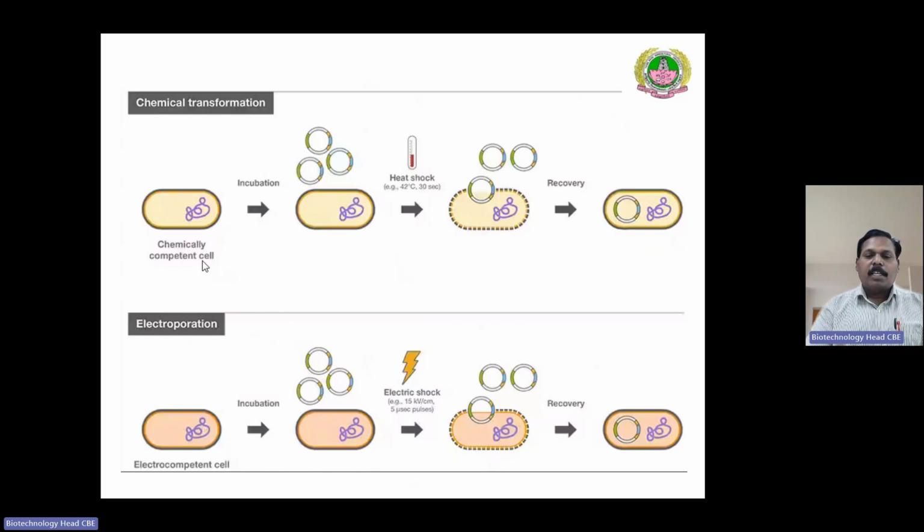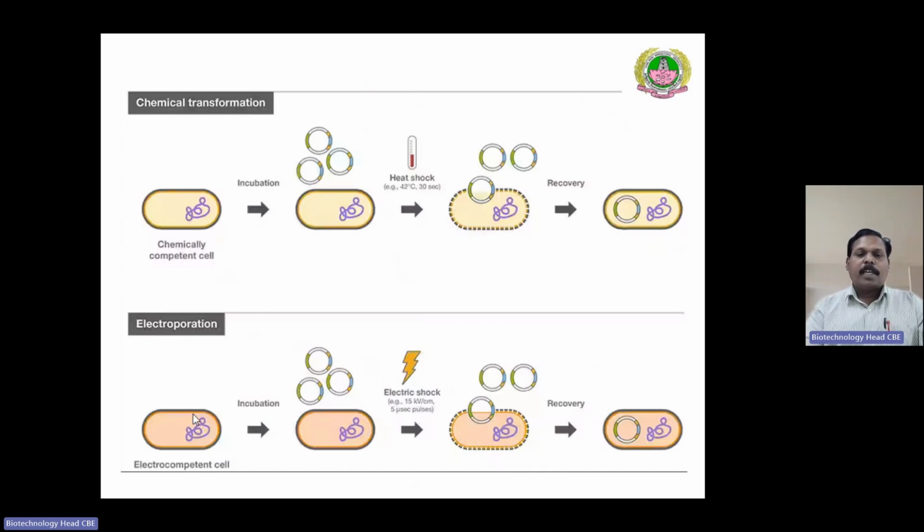In the case of chemical transformation, we have seen that the bacterial cells are made competent by treating with the chloride salts of calcium, magnesium, rubidium, and then they are going to be mixed with the recombinant DNA, ligated molecules, and heat shock is applied at 42 degrees centigrade for 90 seconds. That would allow the recombinant DNA to enter into the porous bacterial cell wall, and they can be subsequently recovered.